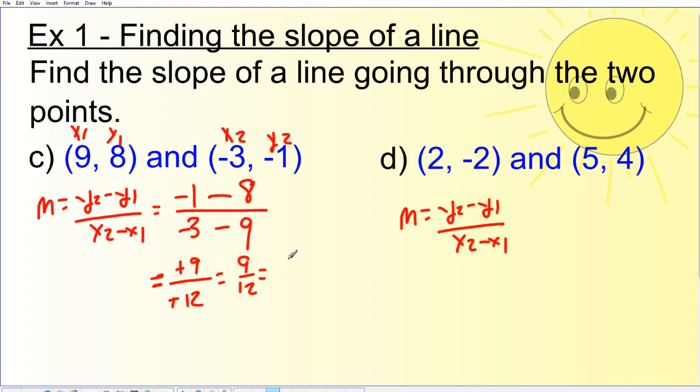If you don't struggle with simplifying fractions, then you know that 9/12 can both be divided by 3, and you get 3/4. That is what we want for our answer. Letter D.